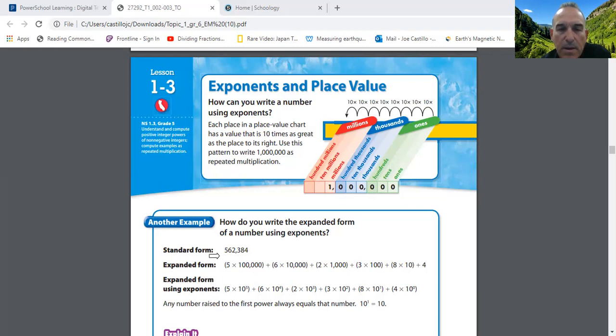Come back up here, and for example, look at that 3 right there. This is in the hundreds place. Think about exponents. How would you get to 100? 10 times 10 would get you to 100. So this is 10 to the second power. How many hundreds are there? There are 3. So that is being expressed right there. Do you see it?